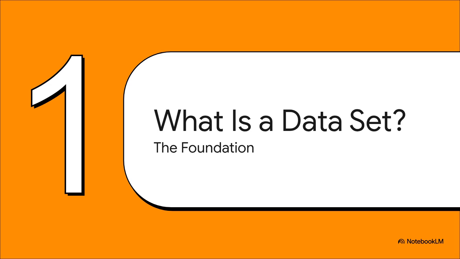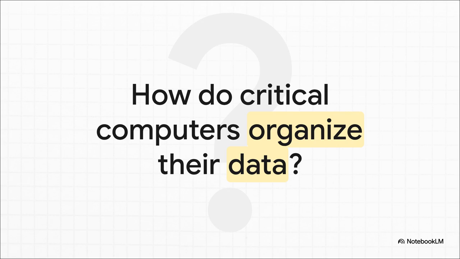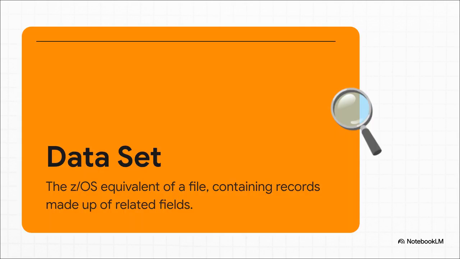Before we can get into all the high-speed, complex stuff, we have to understand the fundamental building block for all data on a z/OS mainframe. It really all comes down to this one question. See, on your laptop, you think in files and folders, but the mainframe, which has been handling massive amounts of data for decades, has its own language, its own vocabulary, and it's incredibly precise. And the most important word in that vocabulary is the data set. Honestly, the easiest way to think about it is that it's just the z/OS version of a file.